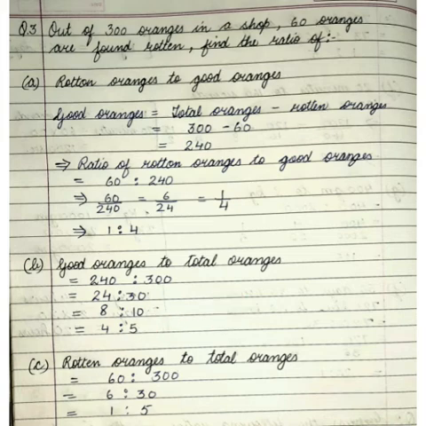Third part, that is the rotten oranges to the total oranges. So the rotten oranges are 60 and the total oranges were 300. First cancelling the zeros, so we get 6 is to 30, then 6 ones are 6 and 6 5s are 30. So our final answer is 1 is to 5.